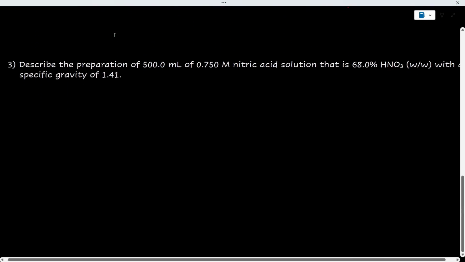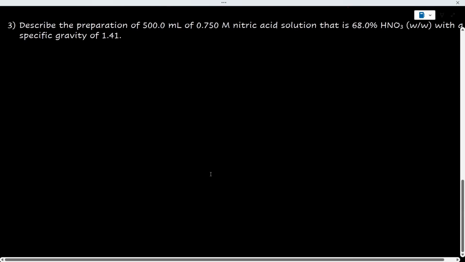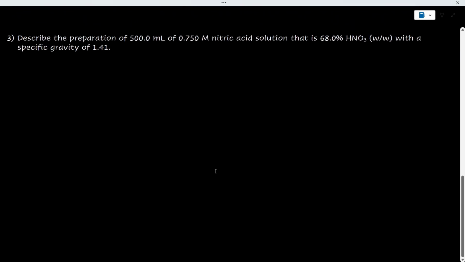So, last question. Describe the preparation of 500 ml of 0.750 molar nitric acid solution, that is 68% HNO3 weight per weight with a specific gravity of 1.41. So given the weight per weight percent, a specific gravity, and this is the final volume and the final concentration.